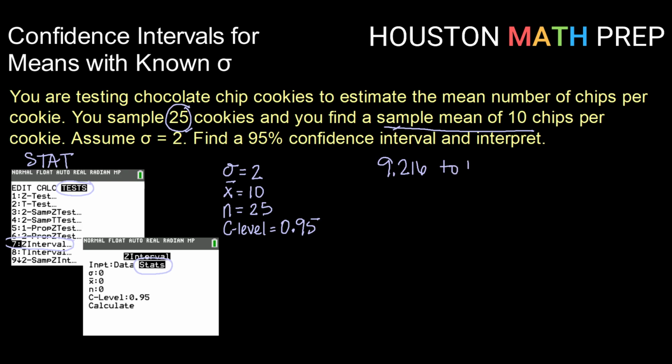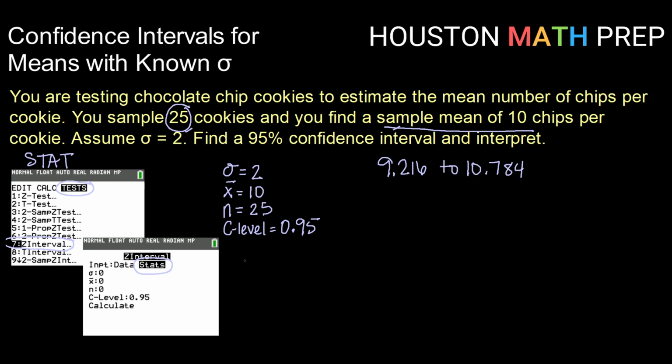Now, if I enter that and hit Calculate, I will get an interval of 9.216 to 10.784. Now, remember, any time that we present a confidence interval, it needs to include 3 things: the interval, the confidence level, and the context.